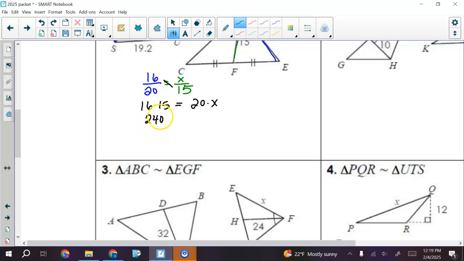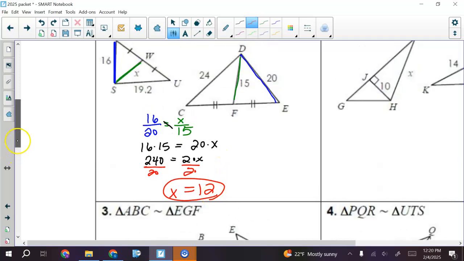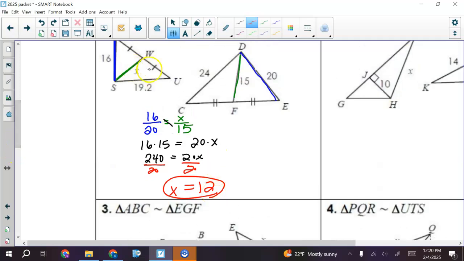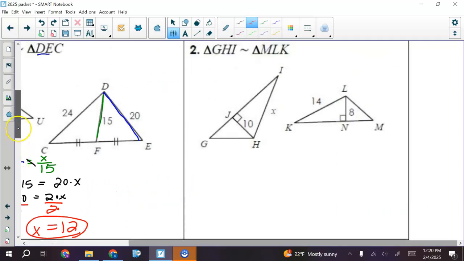So we have 240 equals 20x. And then to get x by itself, we can just divide by the 20. x is 12. Okay, you can double check. Does that make sense? Yeah, this triangle was a little bit smaller, so that length should be a little bit smaller than the 15. All right, let's look at the next one.